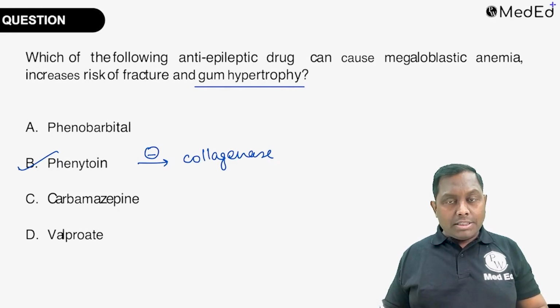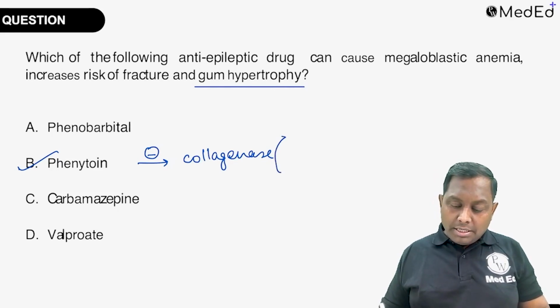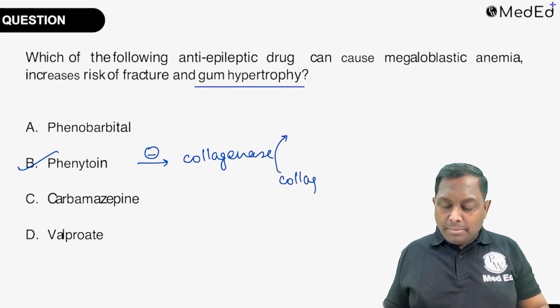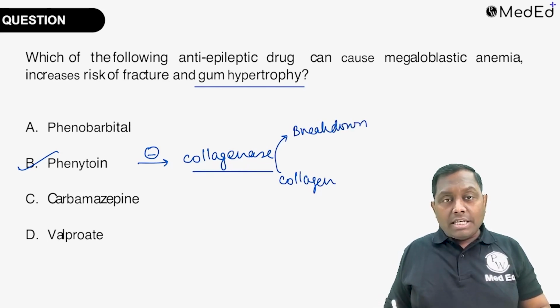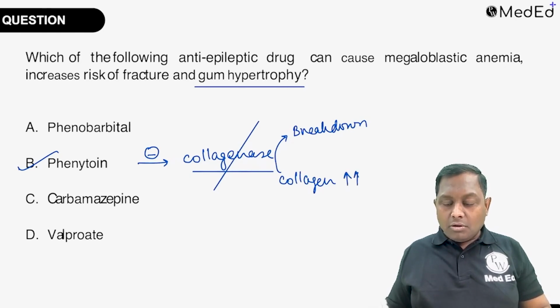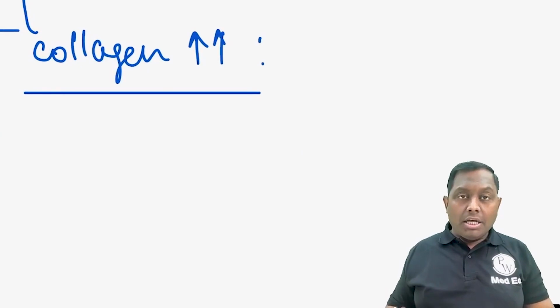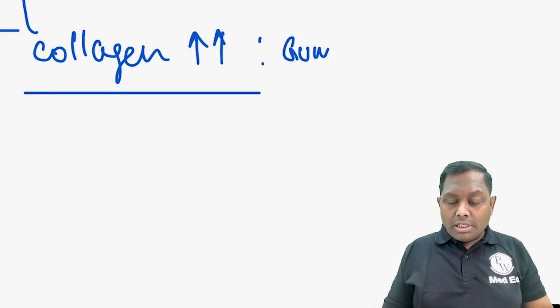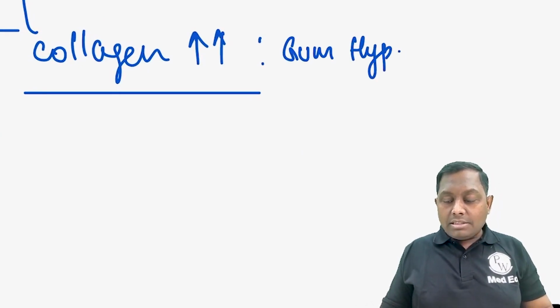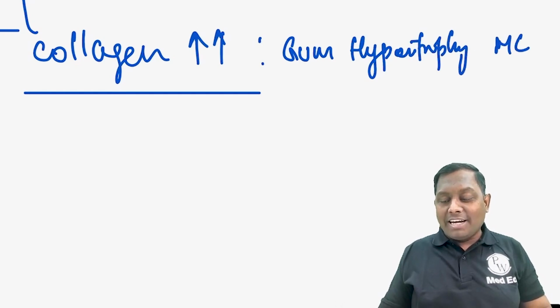So what does collagenase do? Collagenase normally causes breakdown of collagen. Who breaks down collagen? Collagenase. If collagenase itself is inhibited, what will happen to the level of collagen? Collagen deposition will increase. And because of the excessive collagen deposition, the patient will present to you with gum hypertrophy, and this gum hypertrophy is in fact considered the most common side effect.